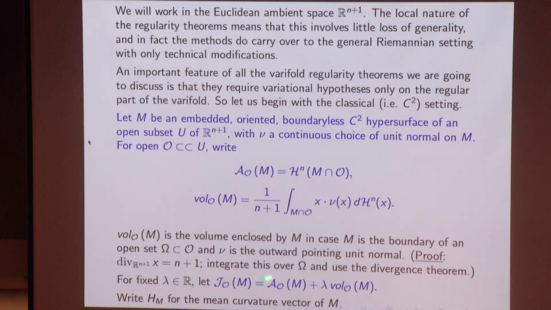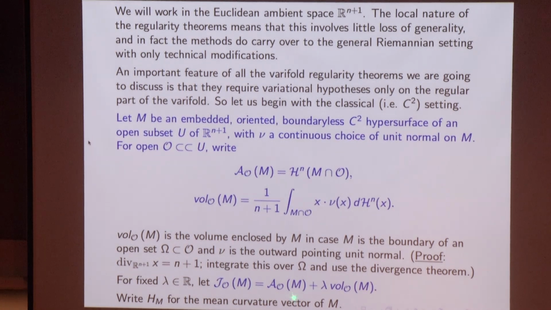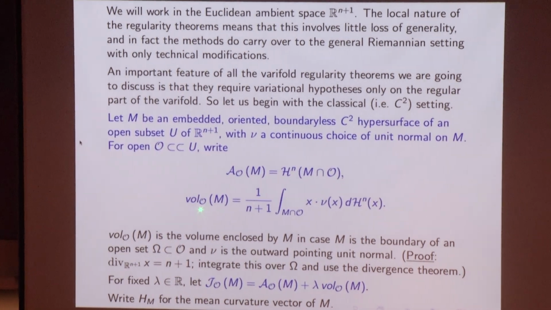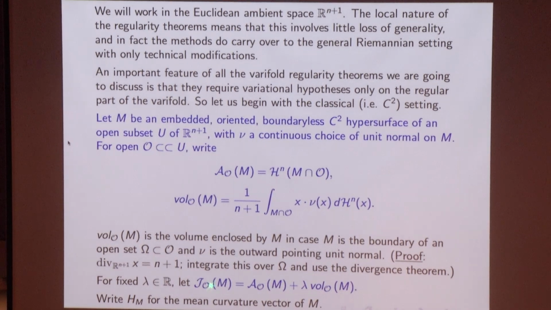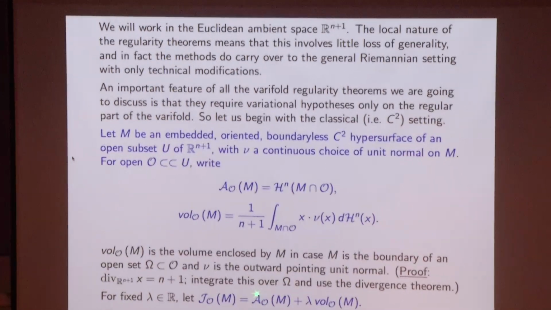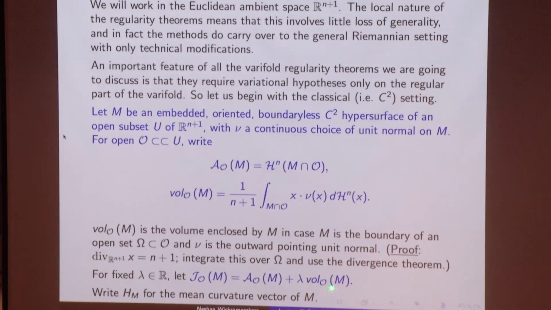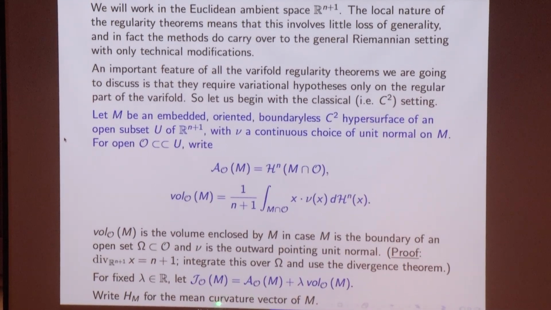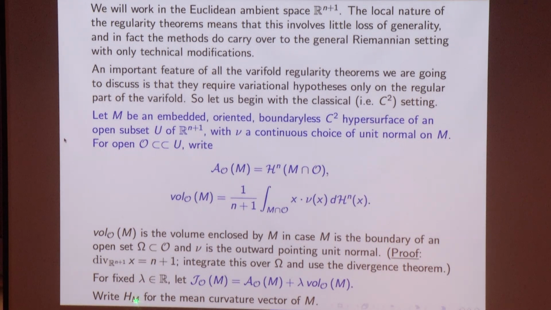And then we will also need to consider this functional here, this J_O, which is A_O plus lambda times the volume functional here. So the subscript O will always mean we are localizing to some open set with compact closure. And we will continue to write H_M for the mean curvature vector of M.